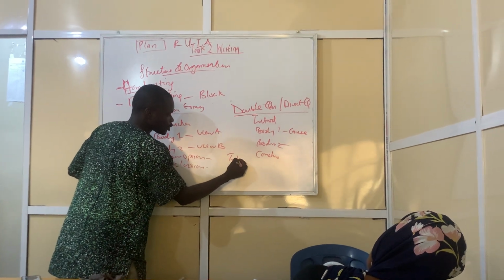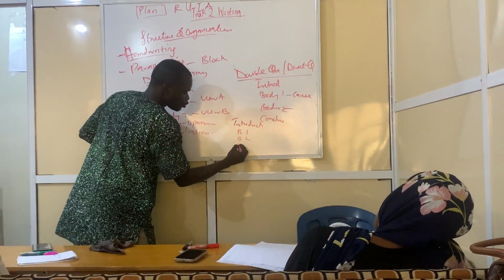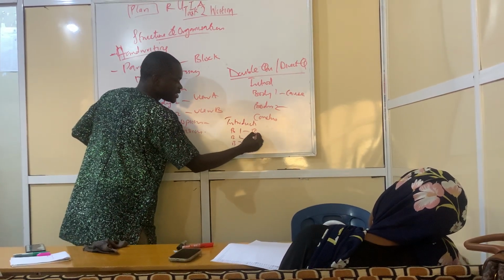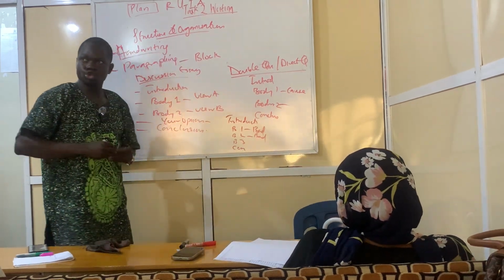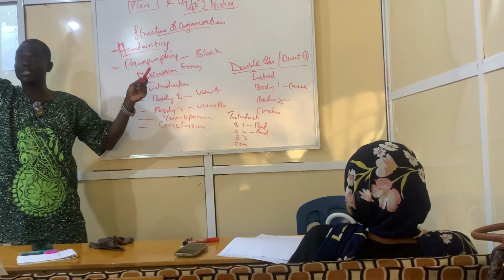So I have my introduction, body 1, body 2, body 3, conclusion. So I will give one bad side, another bad side, to show that it's actually a bad side. I would have what? Remember the counter argument.